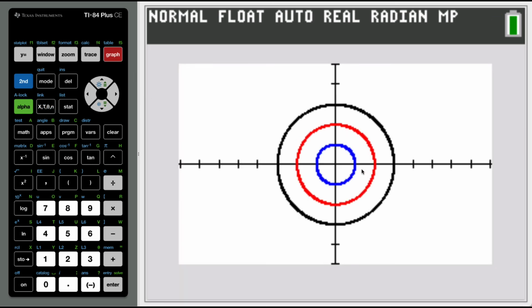So we can see that by changing that a value coefficient, we are changing the radius of our circle. The first one was just 1 cosine of t and 1 sine of t, which gave us a circle with a radius of 1. Then we went to 2 cosine of t and 2 sine of t, so that's a circle with a radius of 2. 3 cosine of t and 3 sine of t gave us a circle with a radius of 3.